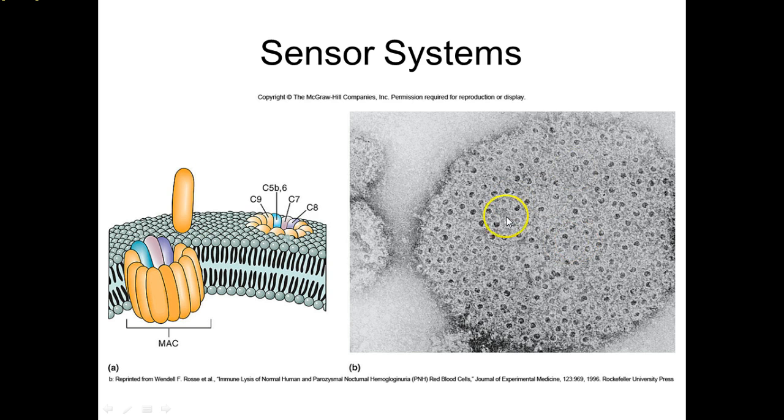There's a picture of it, right? All those black holes are MAC complexes. That poor cell is toast.